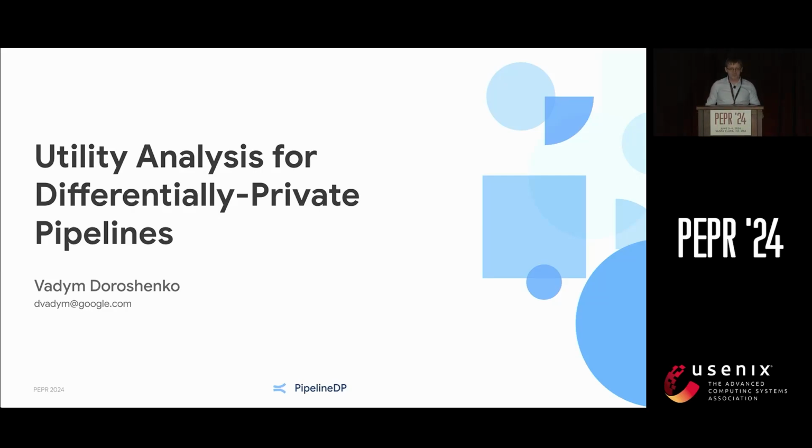My team is working on anonymization infrastructure for Google, and especially for differential privacy. This is our focus. And today I'm talking about utility analysis for differentially private pipelines. And this is our latest project. This is part of the PipelineDP project.